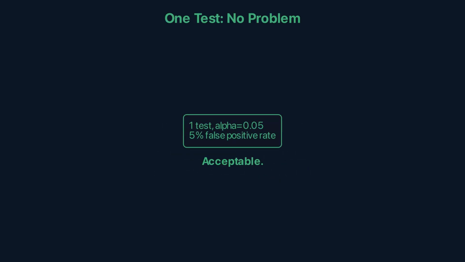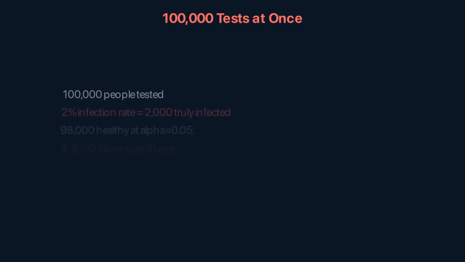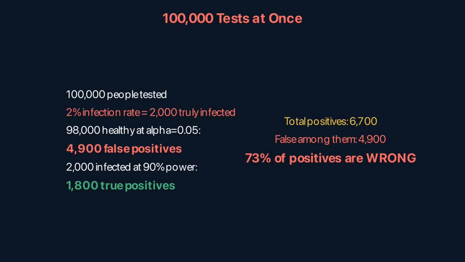One patient. One test, alpha equals 0.05. 5% false positive rate. Acceptable. If the test says positive, you're fairly confident. Now test 100,000 people in one day.